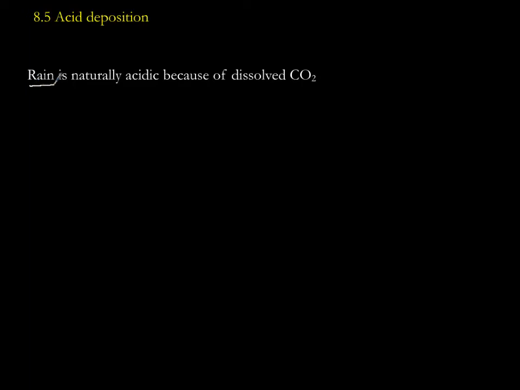Rainwater is naturally acidic because it has dissolved carbon dioxide, and its pH is 5.6, a number that we should remember. Now, what does carbon dioxide do? It's going to react with water, and it's going to produce an acid which is extremely weak, carbonic acid. So it's going to produce H2CO3 aqueous. Now this is a weak acid.